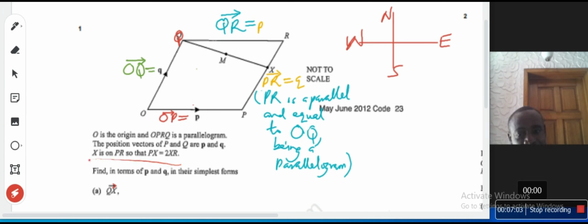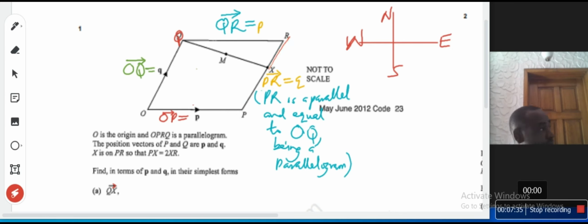All right, there's another statement. Read this statement I'm underlining. The third line: X is on PR so that PX is equal to 2XR. What does that mean? That means P to X is double of X to R. Did you get that? P to X is double of what?